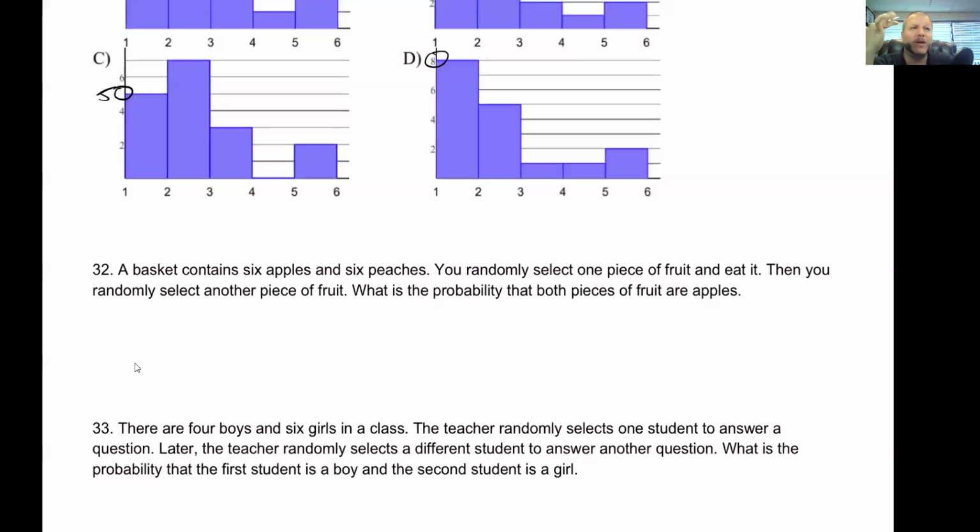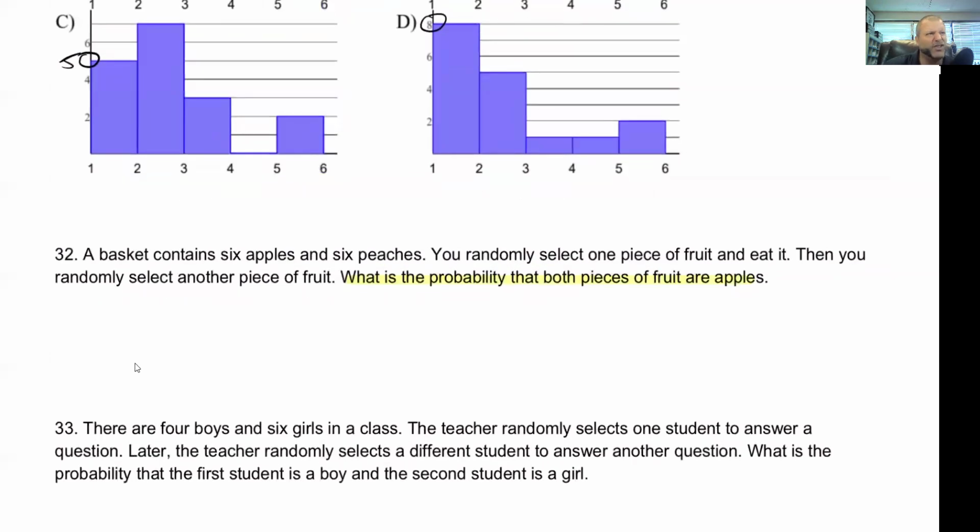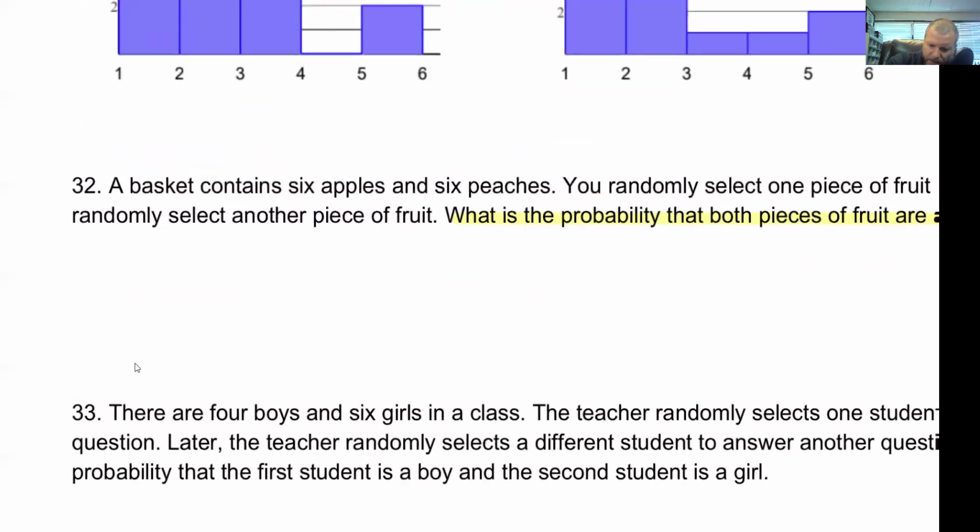All right, so we want to find the probability that both pieces of fruit are apples. So that's our goal, right? So if you're not great at probability, let's try to visualize this thing first, right? So first thing that I know, I have 6 apples, right? So I'm just going to make this like here's an apple.